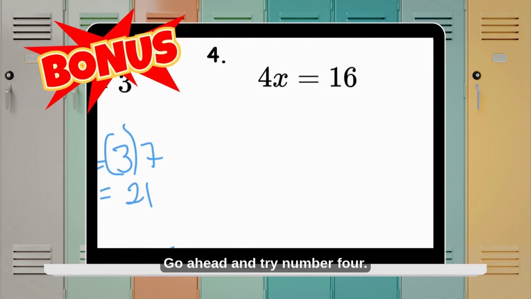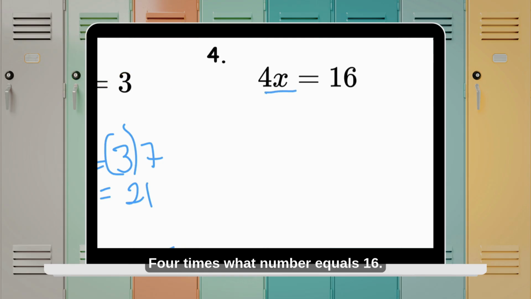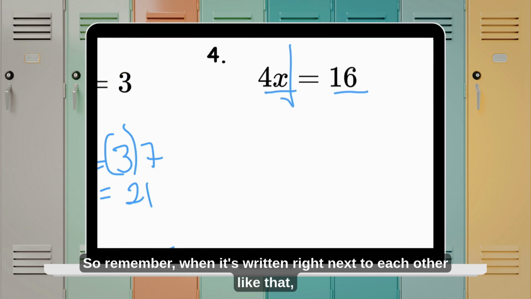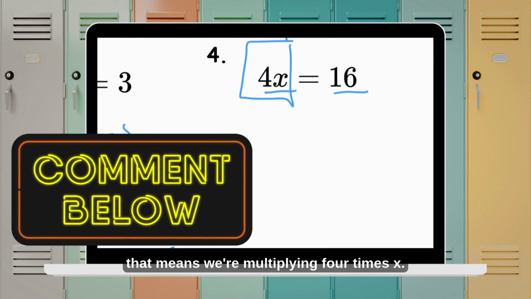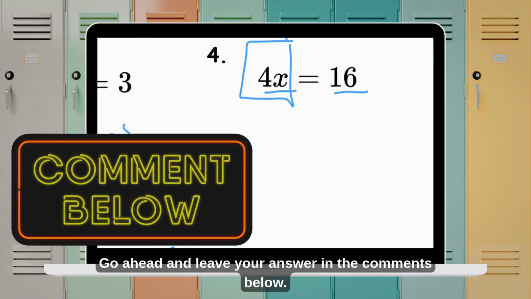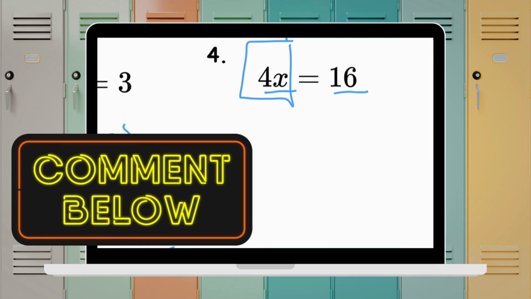Let's go ahead and have you try it. Go ahead and try number 4. 4 times what number equals 16? Remember, when it's written right next to each other like that, that means we're multiplying. 4 times x. 4 times what number equals 16? Go ahead and leave your answer in the comments below.